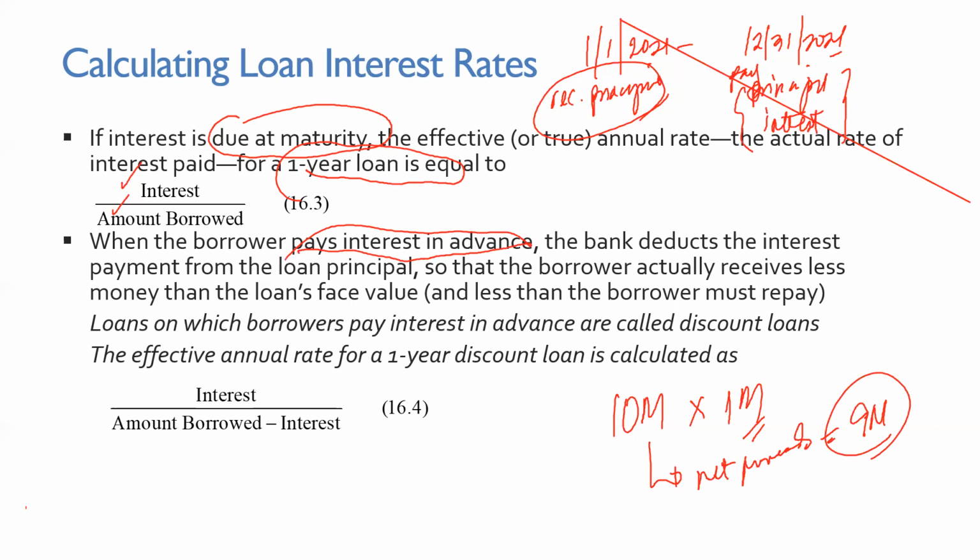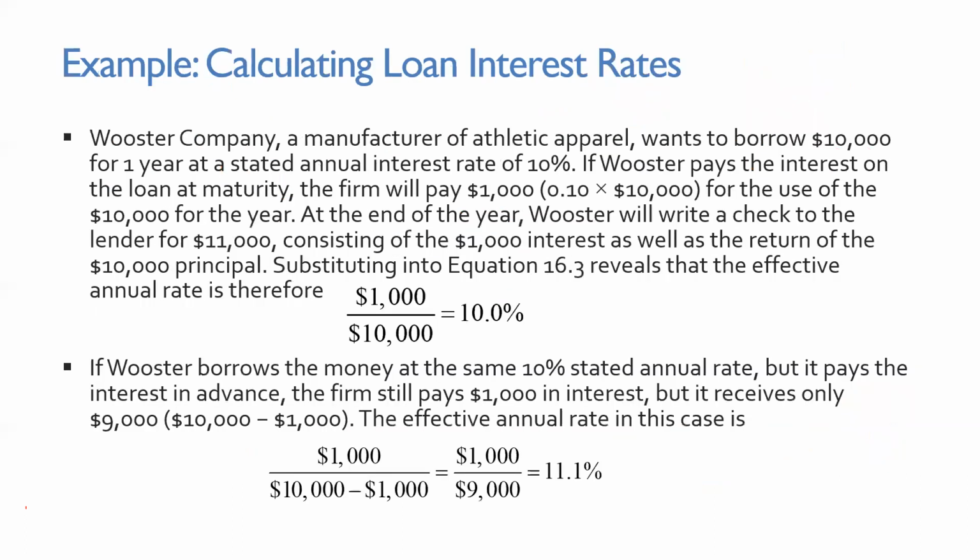So, in this case, loans na ganito, how do you compute for the loan interest rate? It's interest in the numerator divided by the amount borrowed minus interest. Okay, so that's the effective annual rate for a 1-year discount loan. This is how you compute the loan interest rate. Okay, let's have some examples.